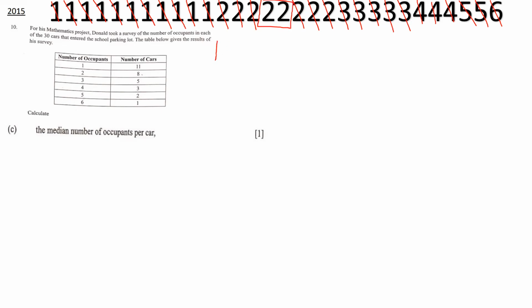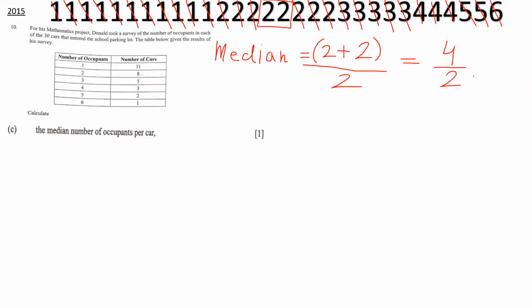So in order for us to find the median, remember, if we have two numbers in the middle, we have to add them and then divide by 2. So the median is equal to 2 plus 2, in brackets, divided by 2. 2 plus 2 is 4, and 4 divided by 2 is 2. So the median is 2. That's one way to do it.